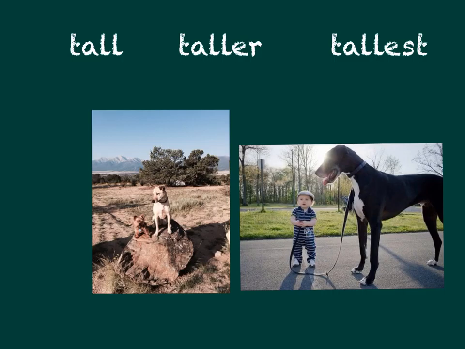Read these words quietly to yourself. Tall, taller, tallest. Turn to a partner and tell them how the ending changes the word. Can you connect the word to the dogs? My dog Obi is tall. The second dog, Nolly, is taller. But Bob is the tallest.